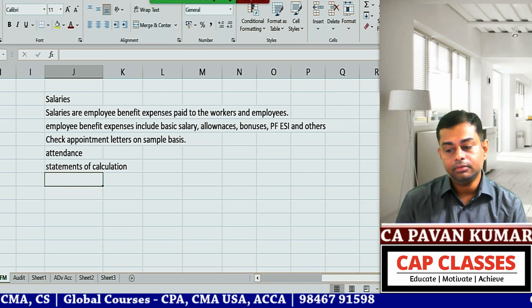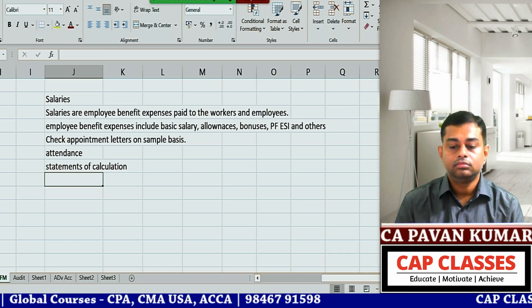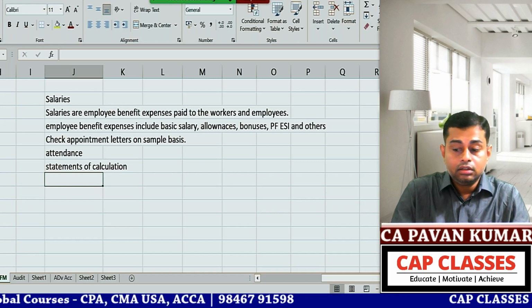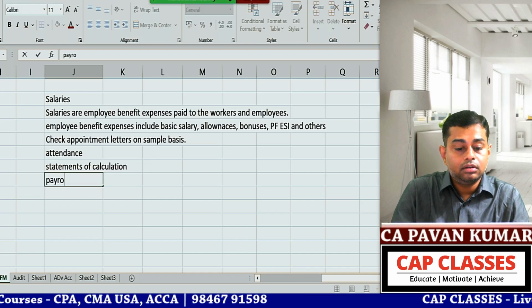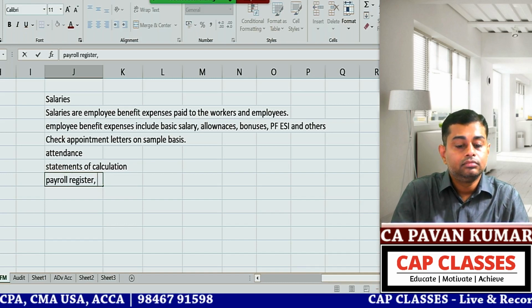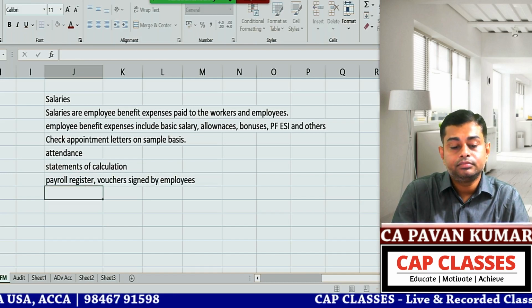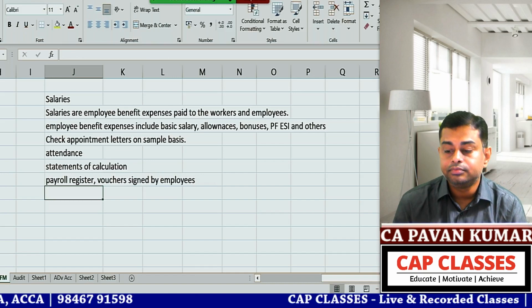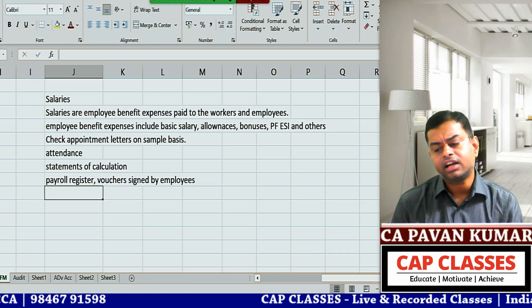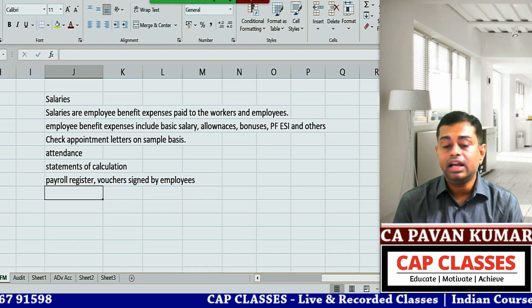Then salary stubs which are signed by the employees. Payroll register or vouchers signed by employees. Next, bonuses, compensation, payrolls. Correct. Everybody, whatever you are telling in the chat box, they are right points. Then anything else?